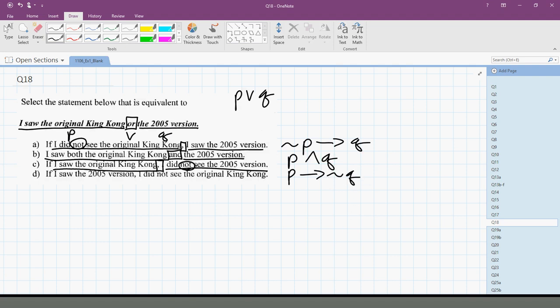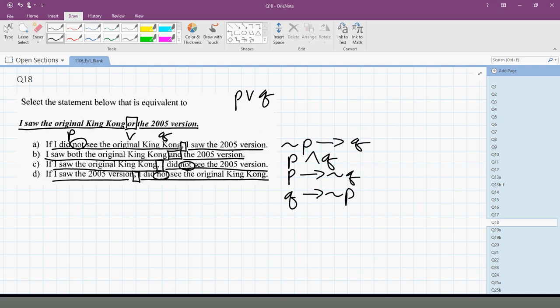And then last but not least, I see the word "if." That means there's a "then," which is represented by that comma. It says, if I saw the 2005 version, then I did not see the original. So what does that look like? Q, arrow, negate P. There you go.